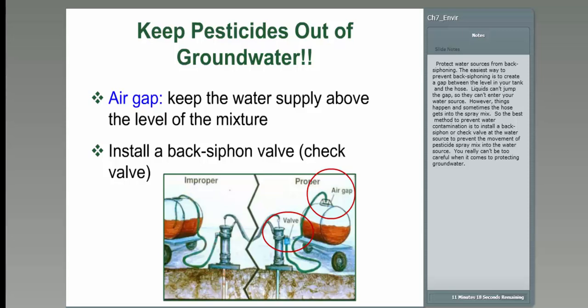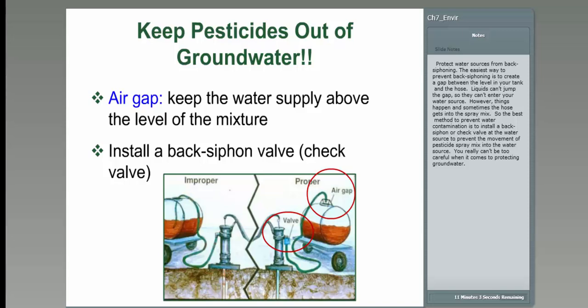Protect water sources from back siphoning. The easiest way to prevent back siphoning is to create a gap between the level in your tank and the hose. Liquids can't jump the gap, so they can't enter your water source.